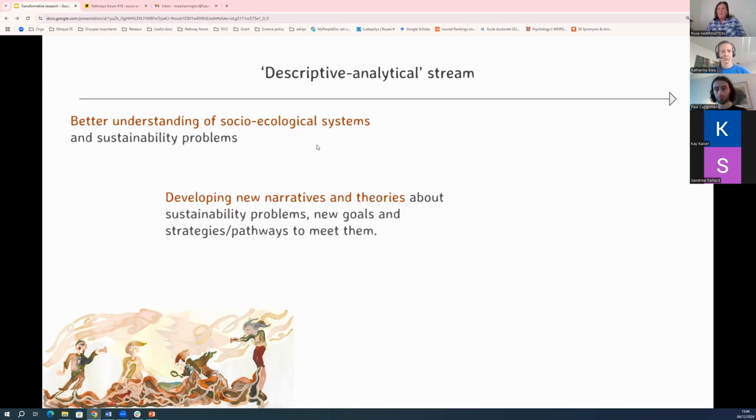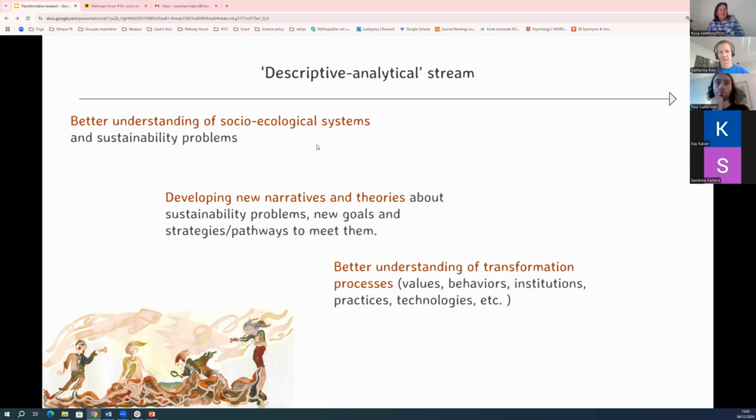If we go down that stream a little bit, you could also have a different goal, which would be developing new narratives, theories, and even scientific paradigms about sustainability problems, what new goals should we achieve, and what strategies or pathways we would need to meet them. If we go even further down this stream and closer to the analytical side of this axis, we could also try and understand how transformation processes happen in society, whether it be the change of values, behaviors, institutions, practices, or even different technologies.